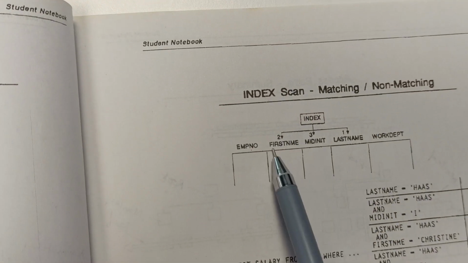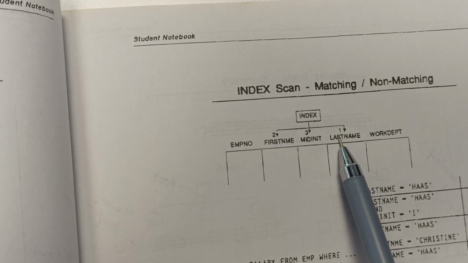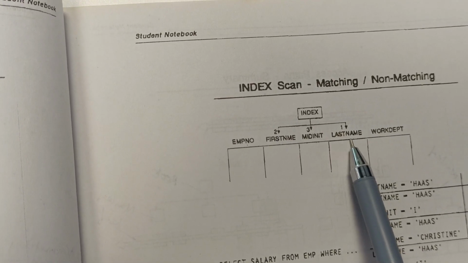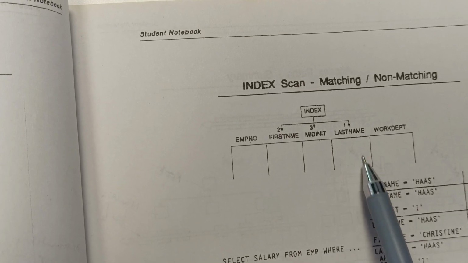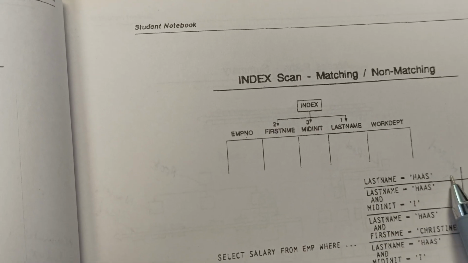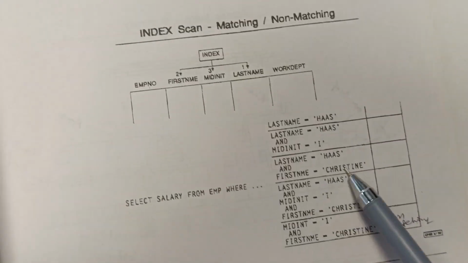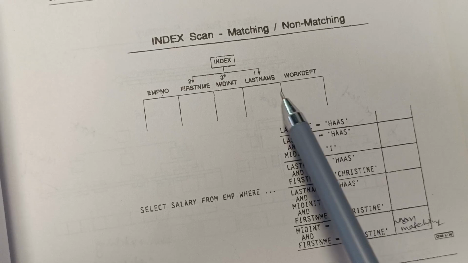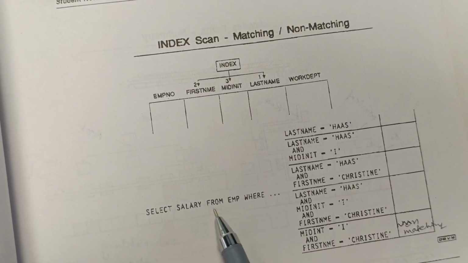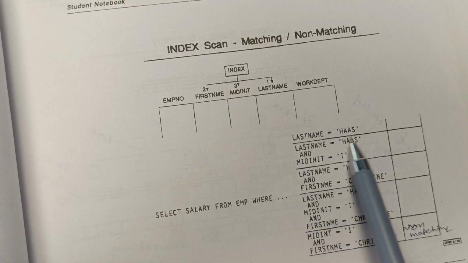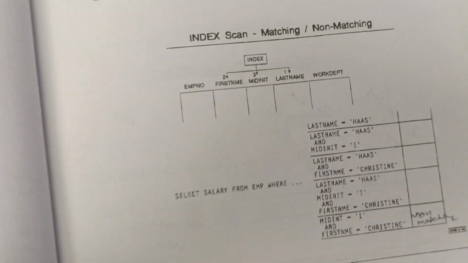Now, regarding index scan, I have created an index on multiple columns. I have given the first column as last name, then middle initial, then first name. These are three indexes I have given for three columns. How does this index work? First it will check last name, the first index. Then if you give another condition, it will go to the second index. For example, select salary from employee where last name equals Haas. Whenever you give the last name, the index will point directly here.